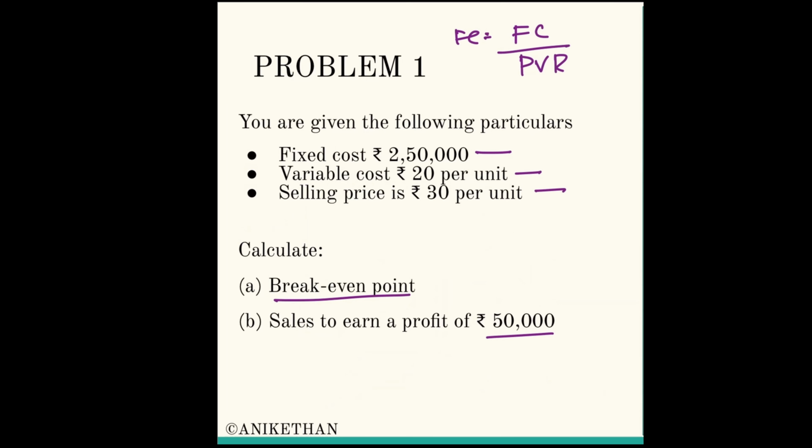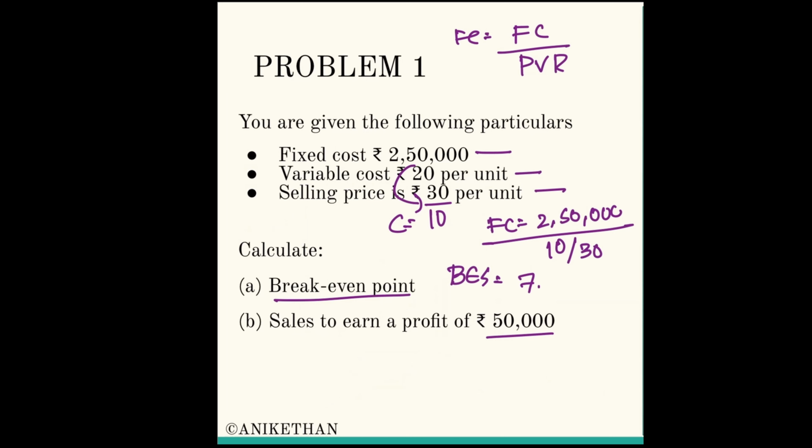What is PVR? Contribution over sales. I can calculate contribution using these two data, which is 10. Sales is 30. So this will be fixed cost 2,50,000 over contribution 10 over 30. So I'll write 10 over 30. When I solve this, I will get break-even sales of 7,50,000. So it is 3 times the fixed cost.